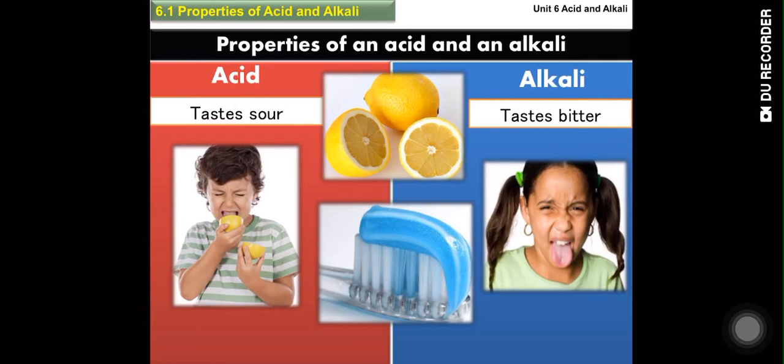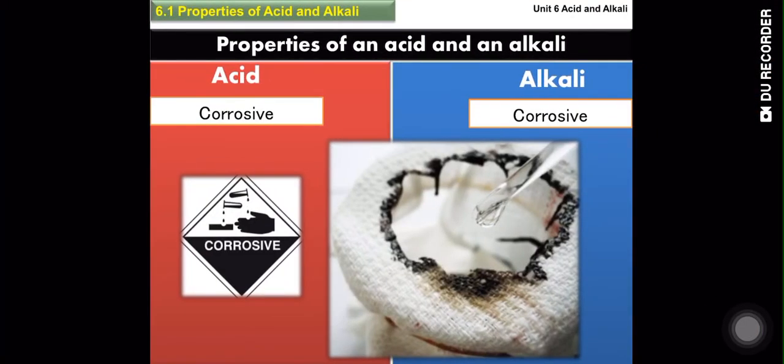which taste bitter. Okay, properties of an acid and alkali, if you look at it here, once they become stronger, they become corrosive. The strong acid and the strong alkali are actually corrosive. We have sulfuric acid, which is very strong.